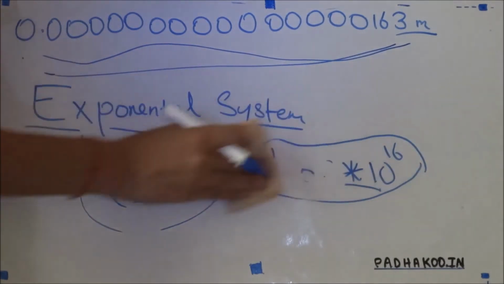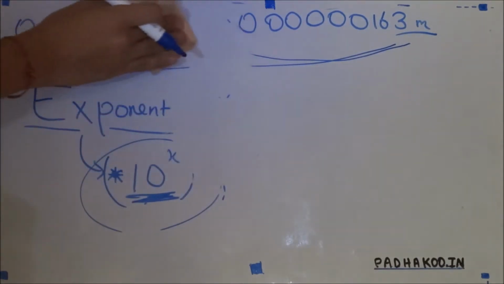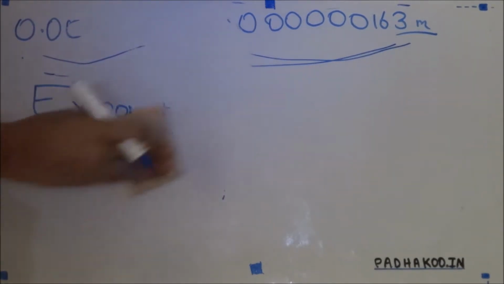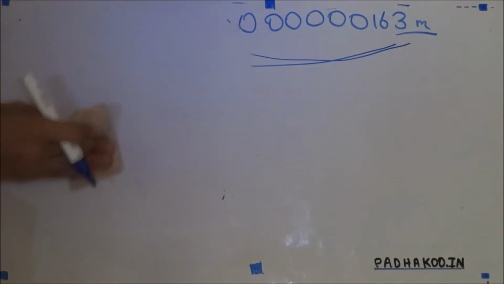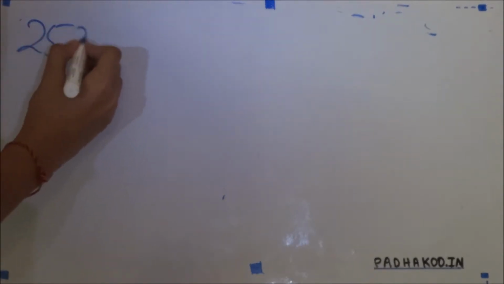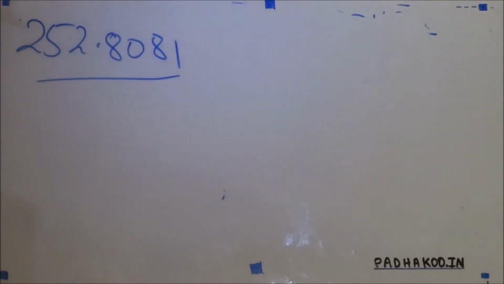Basically, we can express any real number in exponential form, obviously not the complex ones. Let's start with how we do this. Let's take an example first. I guess 252.8081, any random number I picked up. I want to convert this into exponential form.